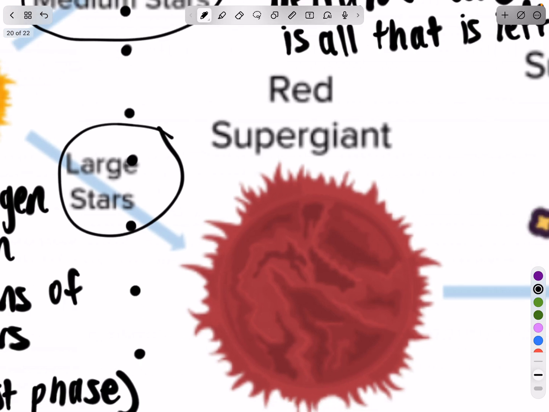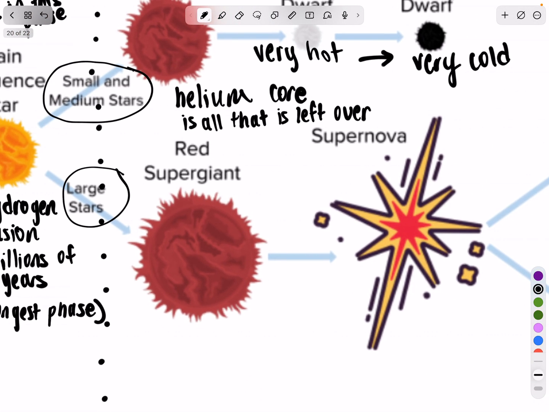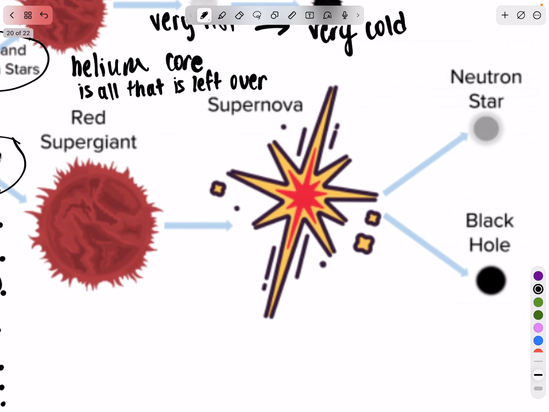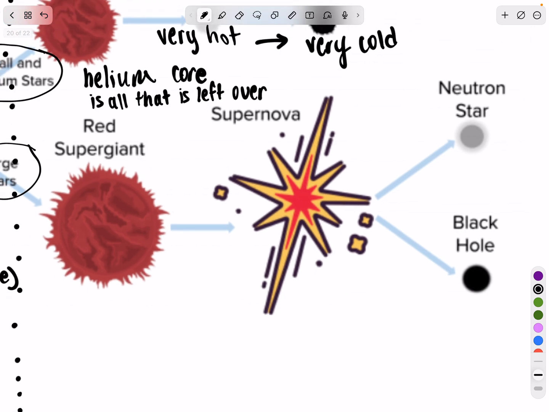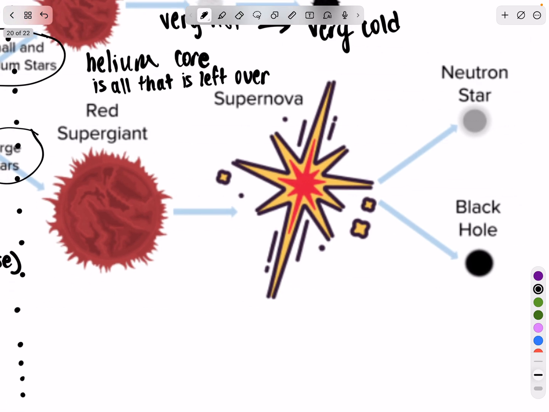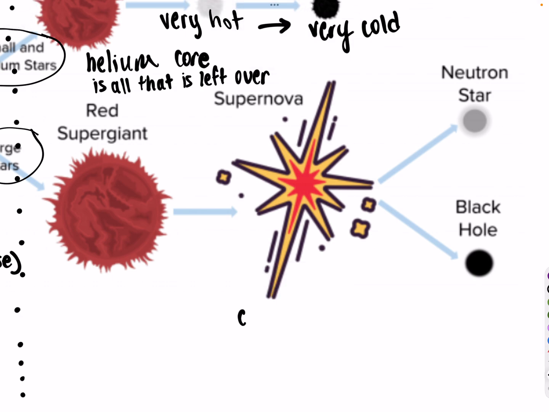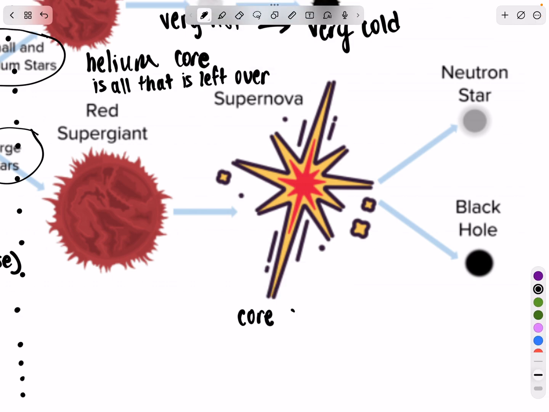A large star is going to follow into a red supergiant. Same process, only a helium core is left over. But since it is so big, the universe can't necessarily handle all of that all at once, which means it's going to turn into a supernova. Since it is such a big helium core for these large stars, that is going to cause the core to collapse.